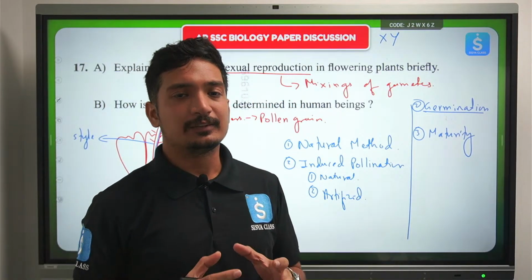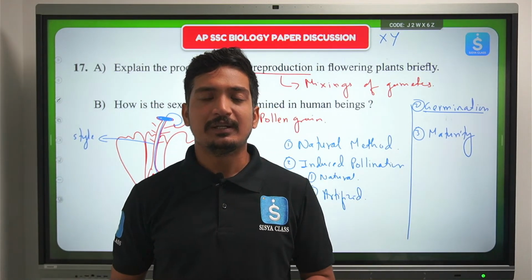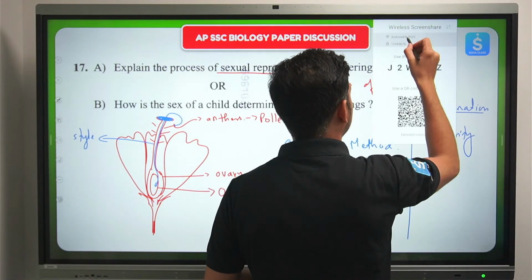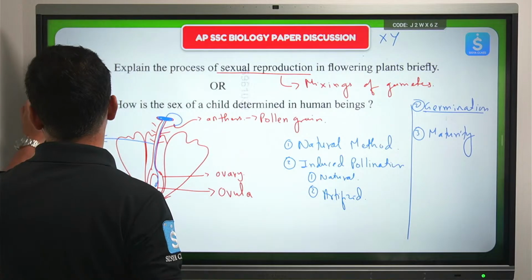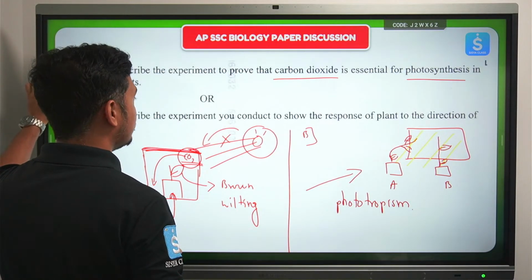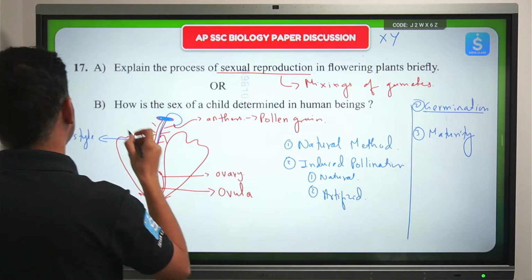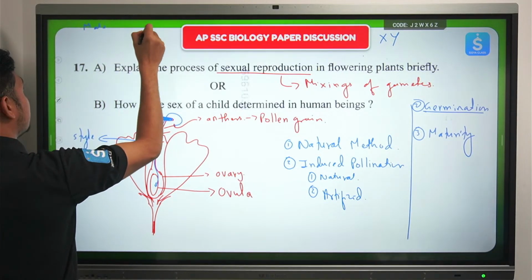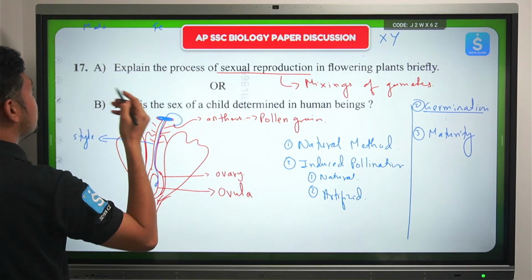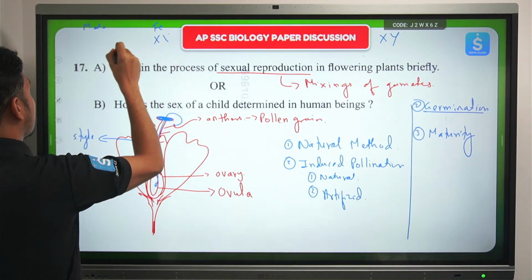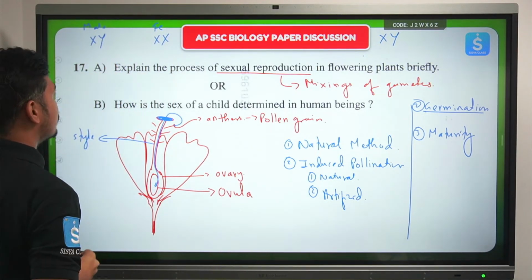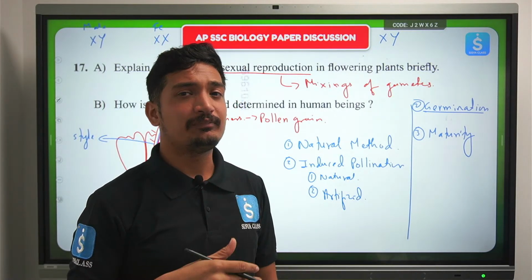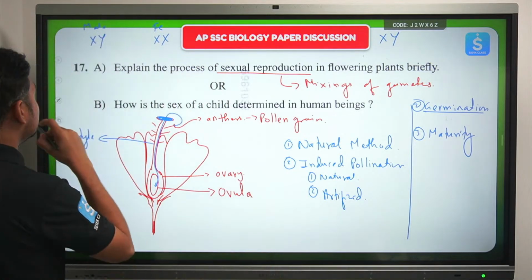So when sexual reproduction takes place between two human beings, let me go to the previous slide. Okay, let's use this place. So let's say that we have a male and then we have a female. The female sex chromosomes are always X and X, and male chromosomes are always X and Y.